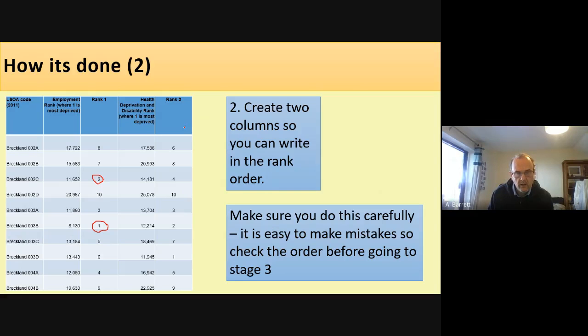Okay. Then you do the same for this column. All right, so there's your number 1. It's just short of 12,000. And again, just go through very carefully, because sometimes you'll get numbers that look quite similar. And there's your lowest there, which is 25,000. Okay, so that's, remember, in this case, this one here is less deprived. This one here is more deprived.